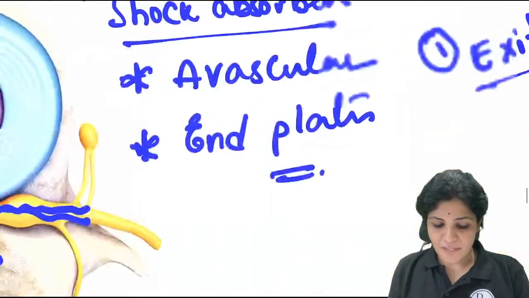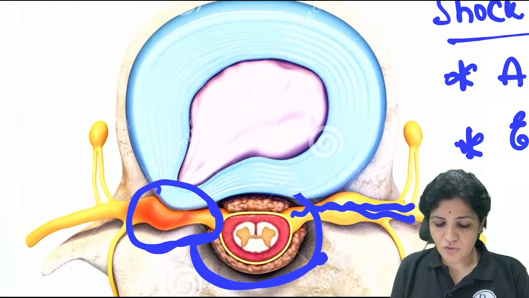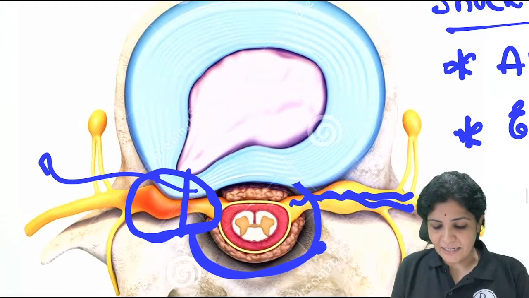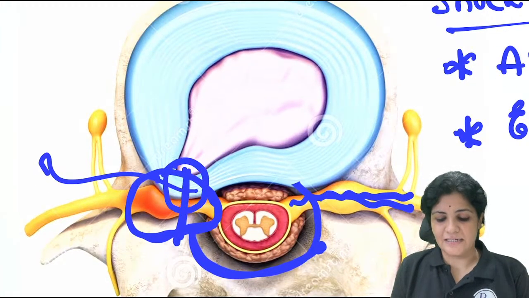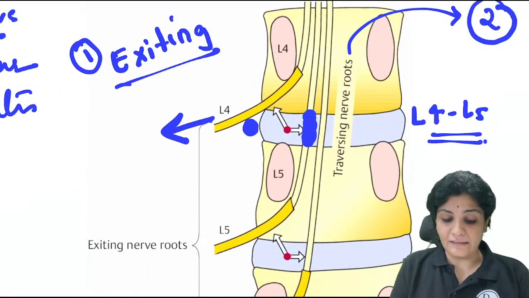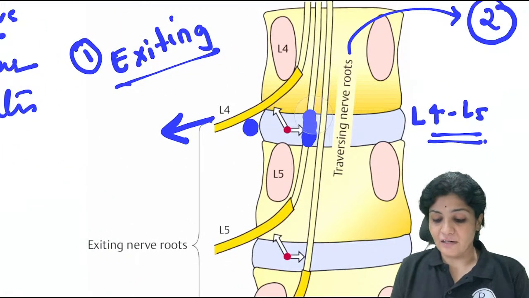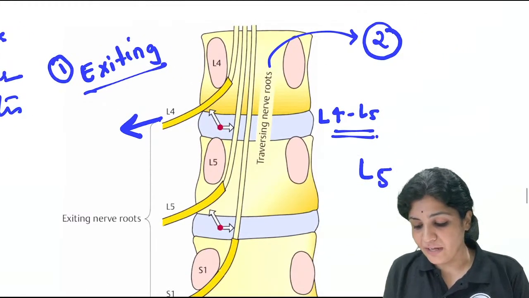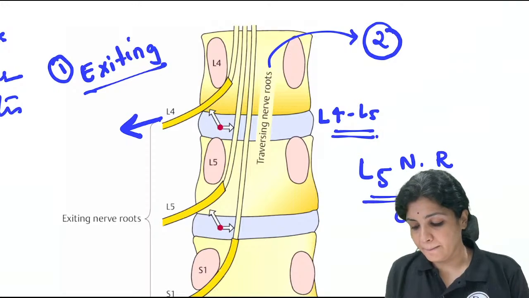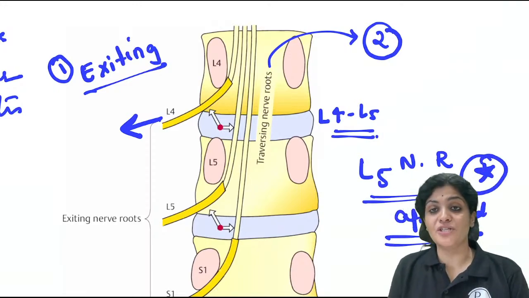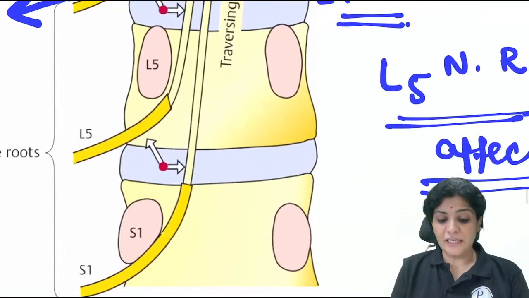What is the nerve which is present here? L4 has already left the foramina like this. So what is traversing like this is hit by this disc. Usually the traversing nerve root will be at risk. So here the traversing nerve root is your L5, and here the L5 nerve root will be affected. Understood? This is the concept behind which nerve gets affected. So usually the lower one.